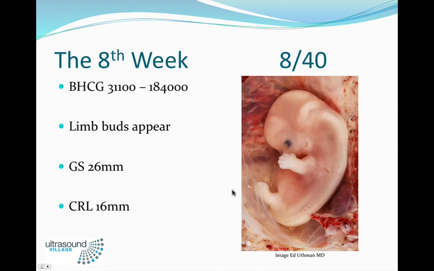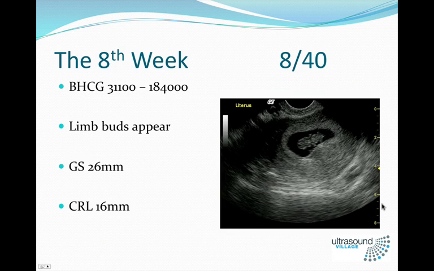Okay. 8 weeks. Here we have it. Limb buds start appearing. And crown rump length is now up to 16 millimeters, and that's from here to here. Okay, 16 millimeters. There's your 8-week pregnancy. And there's an ultrasound of the same. Starting to get little limb buds here, arms, legs, rump, crown. Okay, that's an 8-week pregnancy.